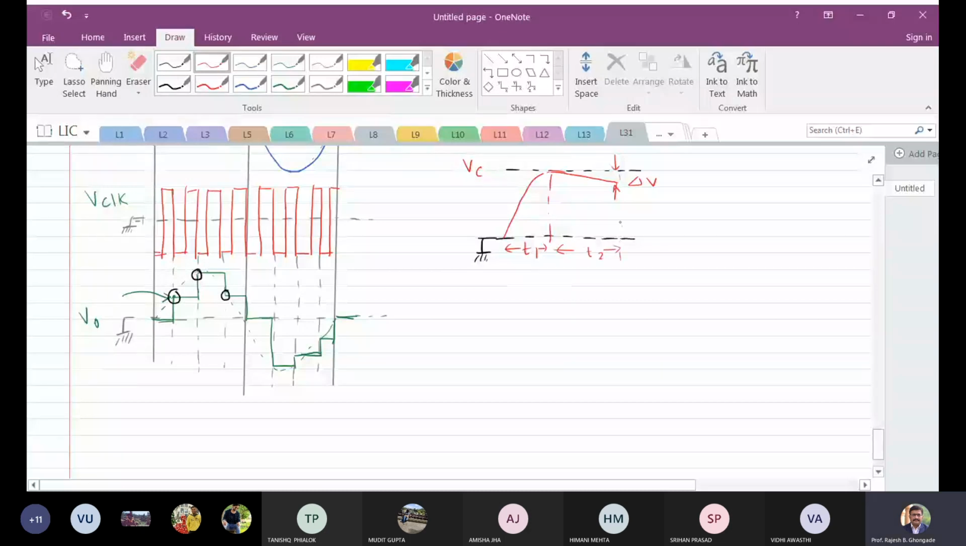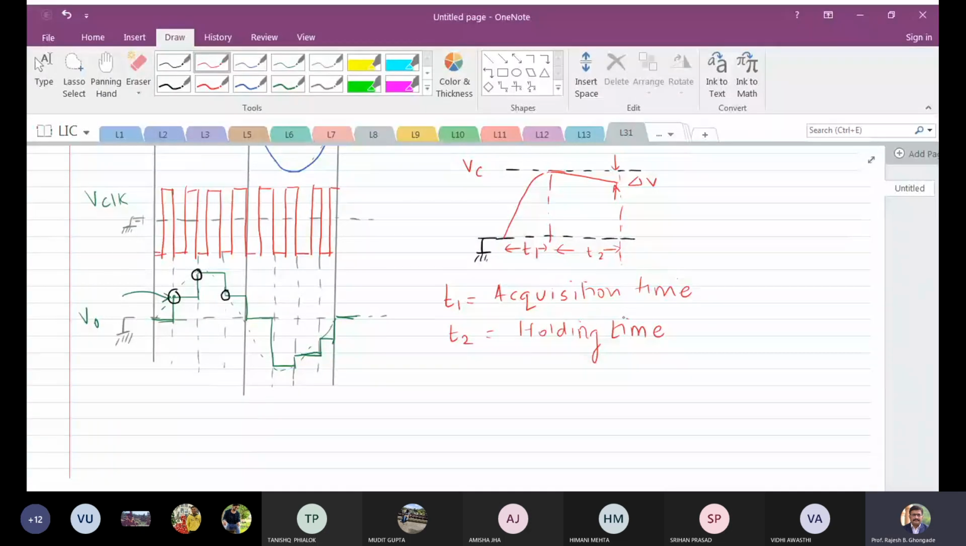So T1 is called the acquisition time, and T2 is called the holding time. These two parameters are very important for your sample and hold circuit. Now, most of the A to D converters have the sample and hold circuit as the front end. So during the sampling time or acquisition time T1, C1 is charged via MOSFET Q1.